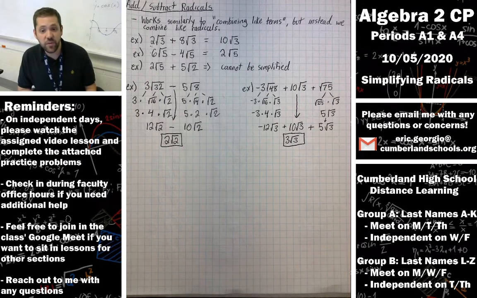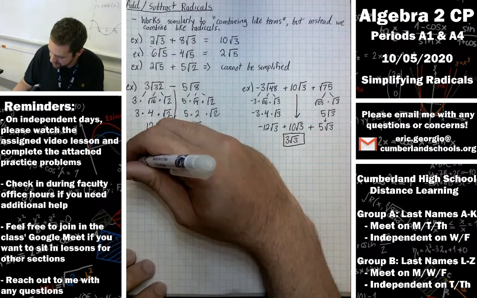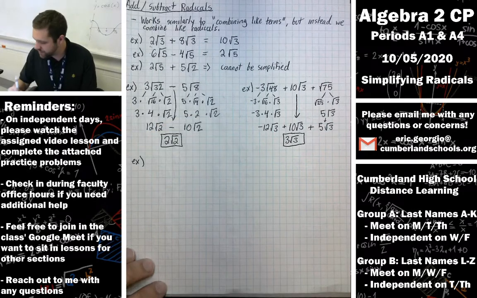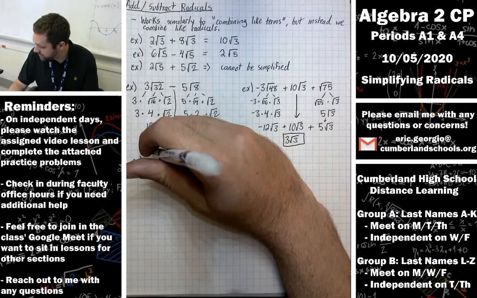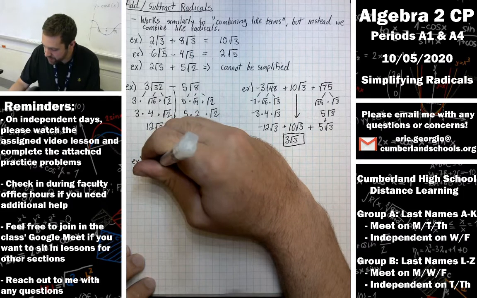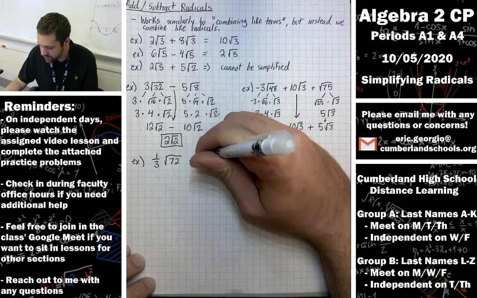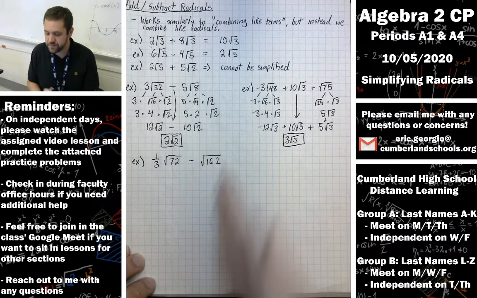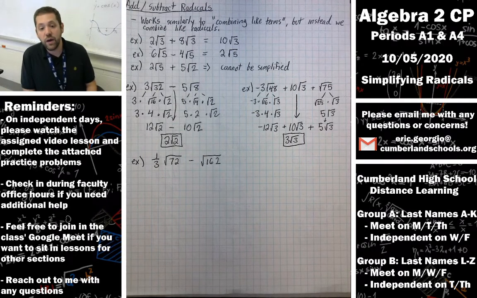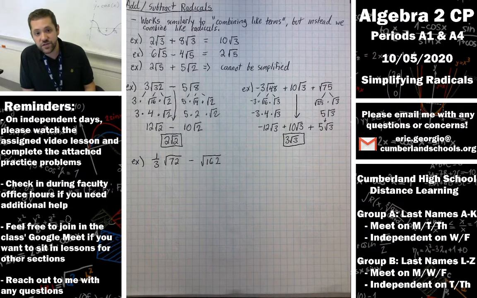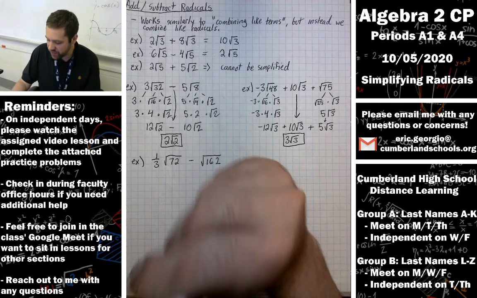All right, let me show you one more, and then we'll wrap it up for the day. Okay? One more. How about this? Don't freak out because you see a fraction. We got 1/3 times the square root of 72 minus the square root of 162. Okay? I would encourage you to pause the video if you want. Try this one on your own, and then we'll pick back up. But assuming that you did that, I'm going to just go ahead and fly through it right now.